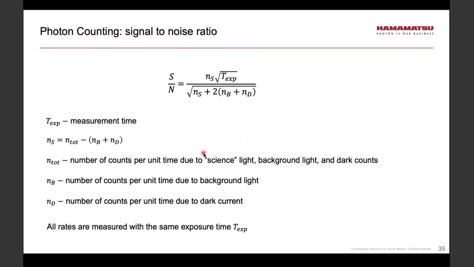Here is the equation for signal to noise ratio in the photon counting approach. And please note that the signal to noise ratio depends on the square root of the measurement time. And so if possible, I can improve signal to noise ratio by increasing the sampling time. This may not always be possible, but if it is, that's one great advantage.